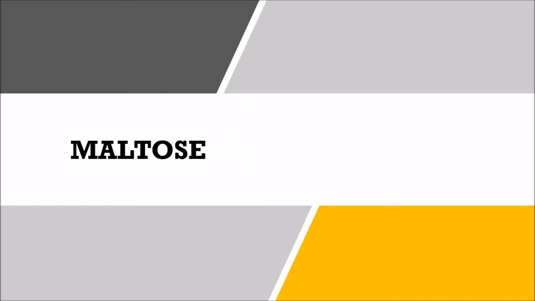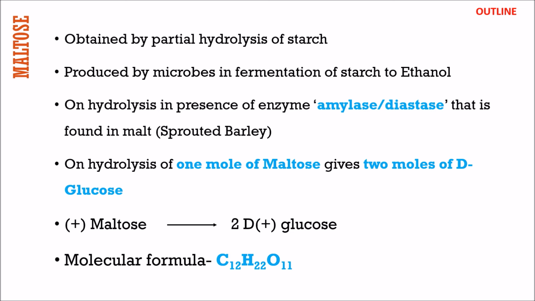Now let us start with our second disaccharide, maltose. It is obtained by partial hydrolysis of starch. It can be produced by microbes in fermentation of starch to ethanol.